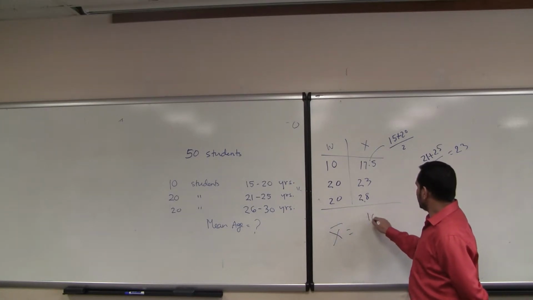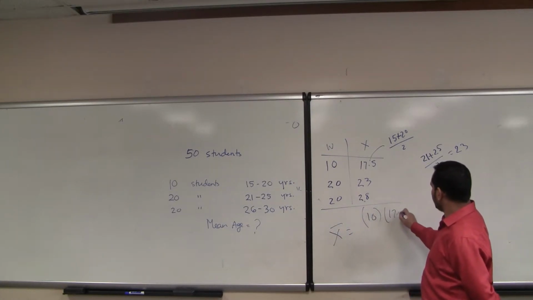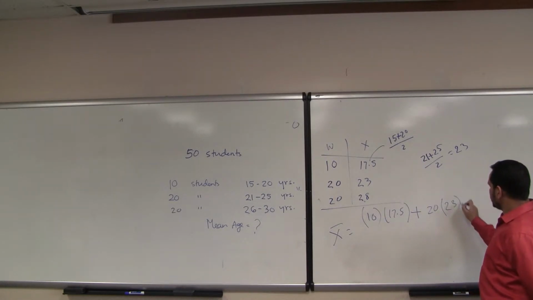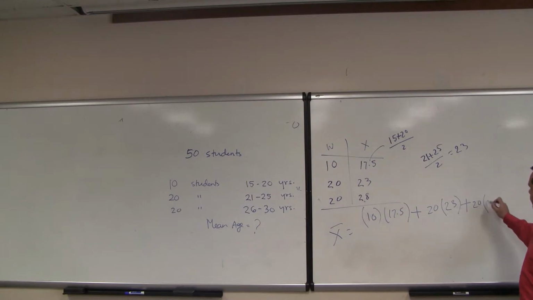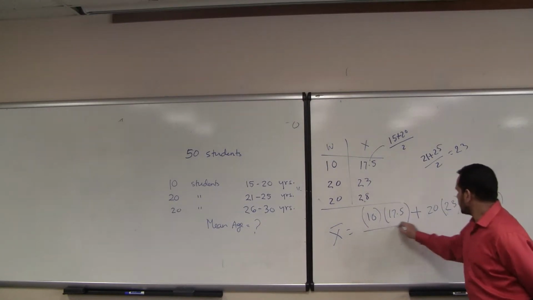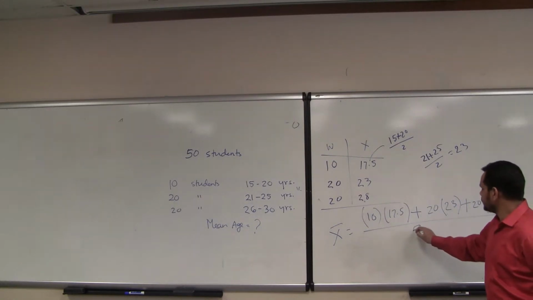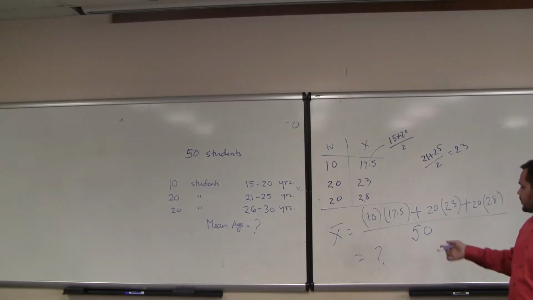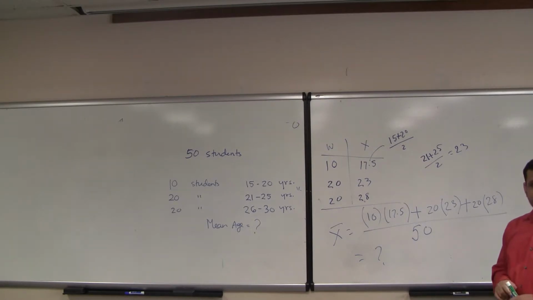The average age is: 10 students with 17.5, plus 20 students with 23, and another 20 with 28, divided by the number of students, which is 50. Whatever average I get, that is my answer. So in the AP civil exam, I expect you will get one question from the mean, I think, arithmetic. Okay, our next topic, if I open it.